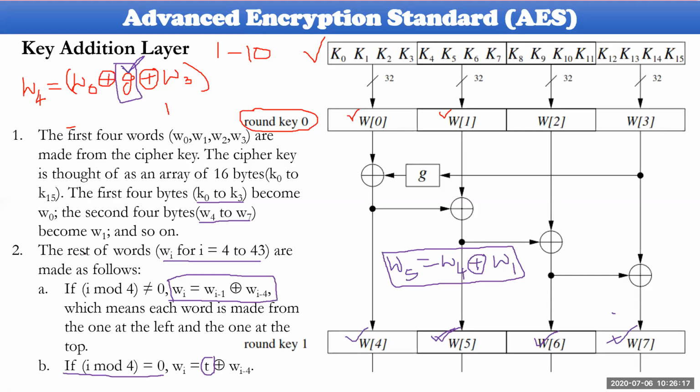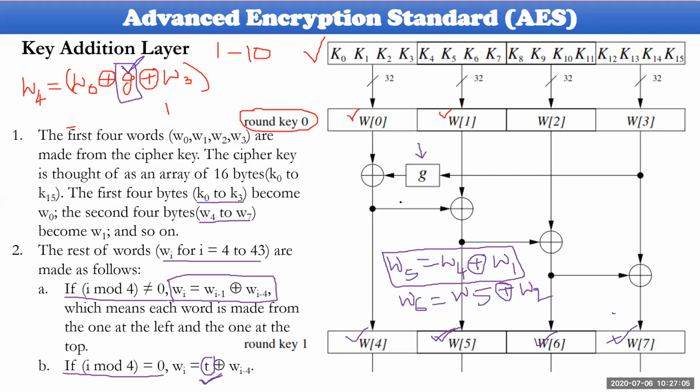For all the conditions which can be satisfied with this one, Wi will be taken into consideration. W5 will be equal to W4 exclusive OR of W1. Then W6: 6 modulus of 4 is not equal to 0, yes, it is also satisfied. W6 will be equal to W5 exclusive OR of W(6 minus 4), that is W2. And so on and so forth, except for the multiples of 4, where some other extra operation must be taken. How this T gets calculated: this T will be equal to this value, that is G.